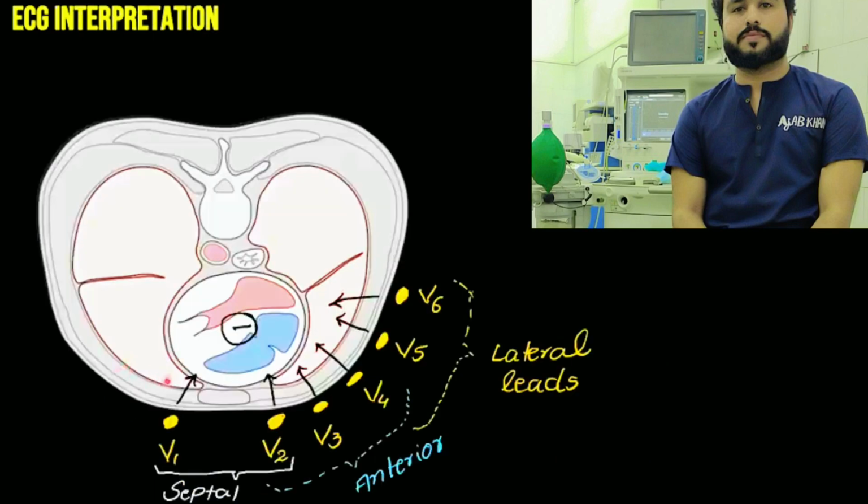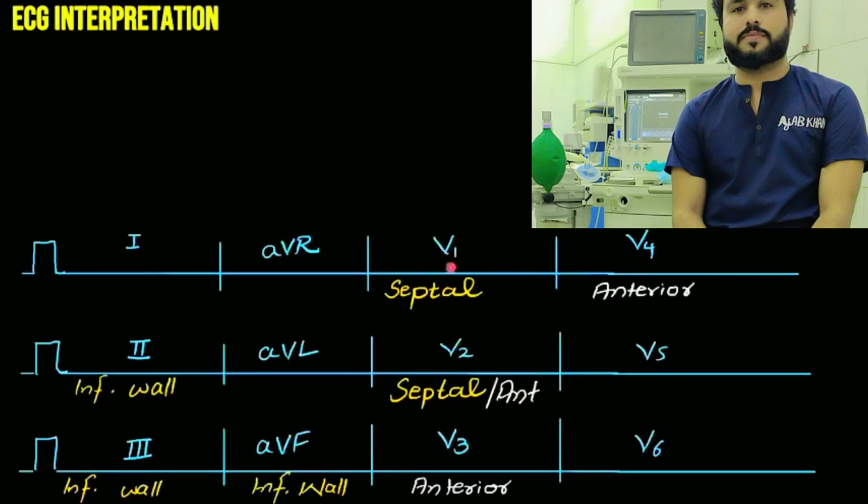Now, if I ask you, what are the leads that are looking at the septum? These are leads V1, V2. What are the leads that are looking at the anterior aspect of the heart? These include leads V2, V3, V4. So V1, V2 look at the septal part. V2, V3, V4 look at the anterior aspect of the heart. If there are changes in these leads, it's most likely an anteroseptal MI.